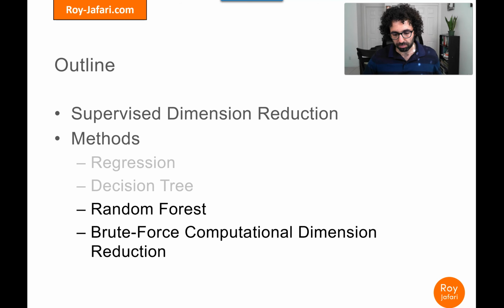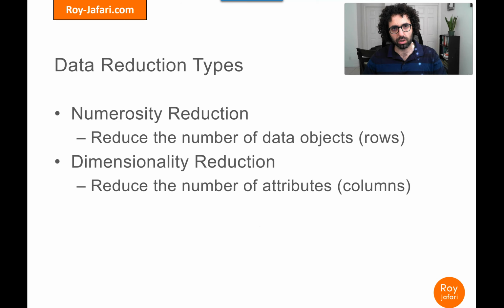Alright, so we did talk about there are two types of dimension reduction: numerosity data reduction and dimensionality data reduction. In numerosity data reduction, we want to reduce the number of rows, and in dimensionality data reduction, we want to reduce the number of dimensions or the attributes.